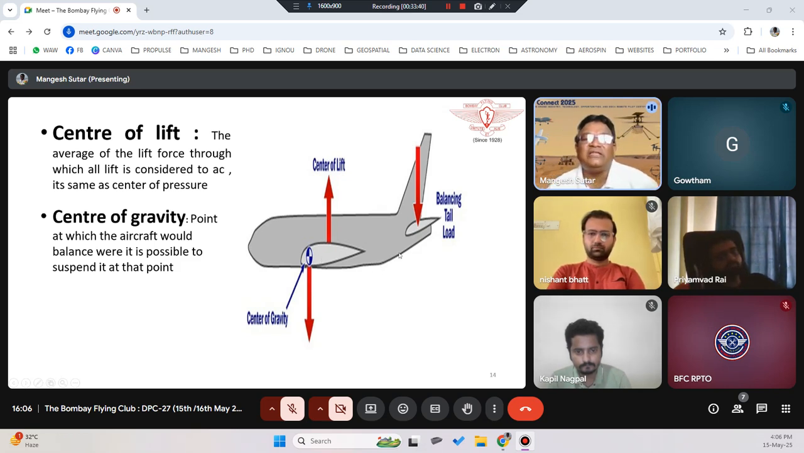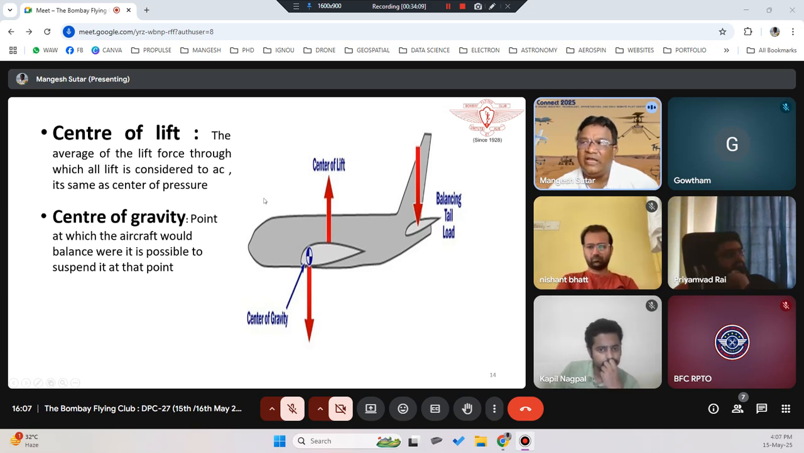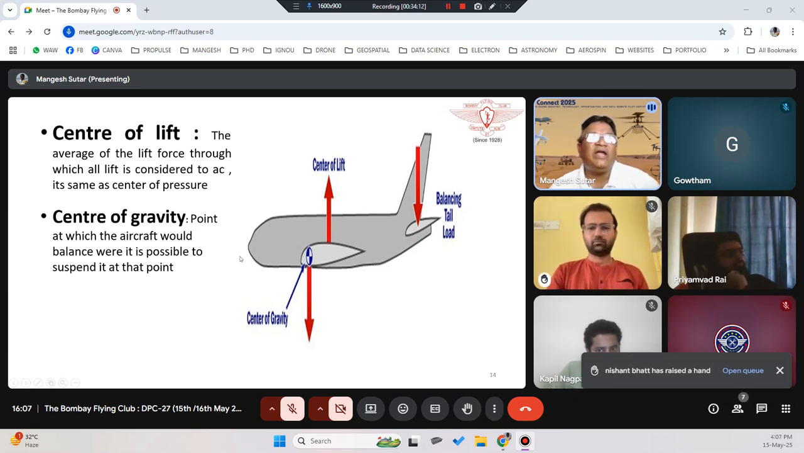That's why you see on the tail section there is a curved section here. They make it smaller. Even with the weight, whenever loading is happening in the aeroplane, the loader will always load the luggage in the front of the aeroplane. They balance it in such a way that the center of gravity is always a little bit ahead of the center of lift. So your aeroplane is always heavier in the front. The point at which the aircraft would balance, where it is possible to suspend it, is called the center of gravity.